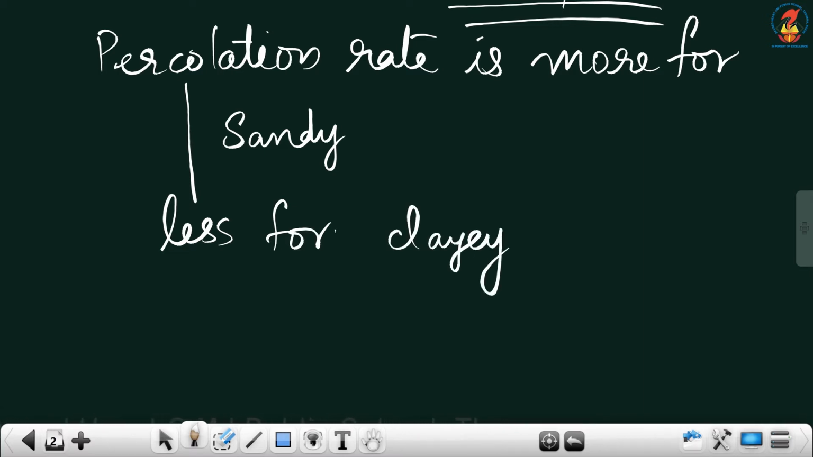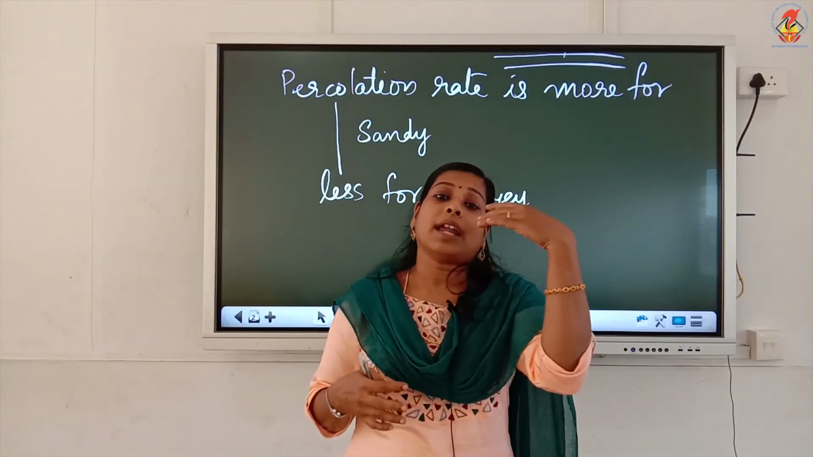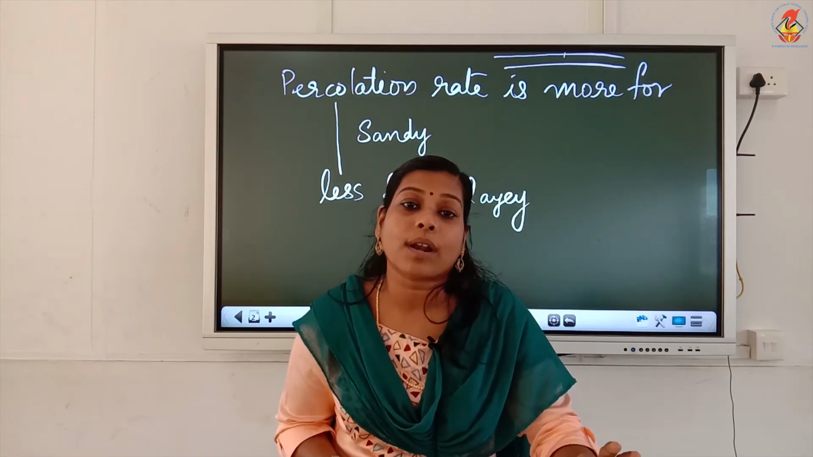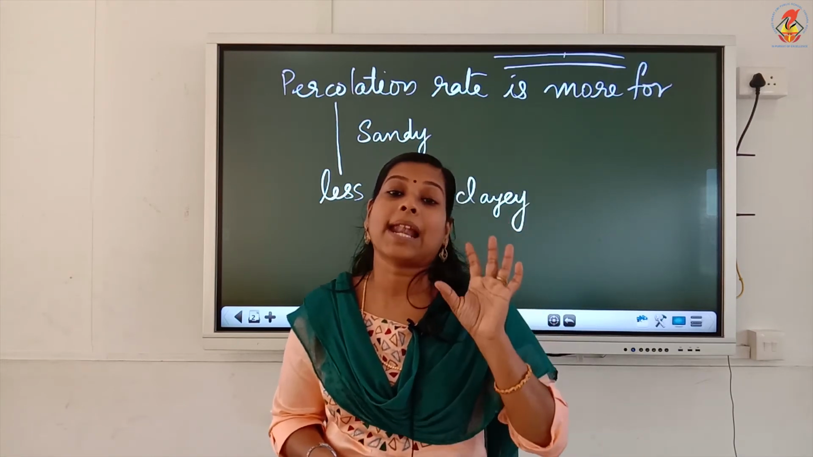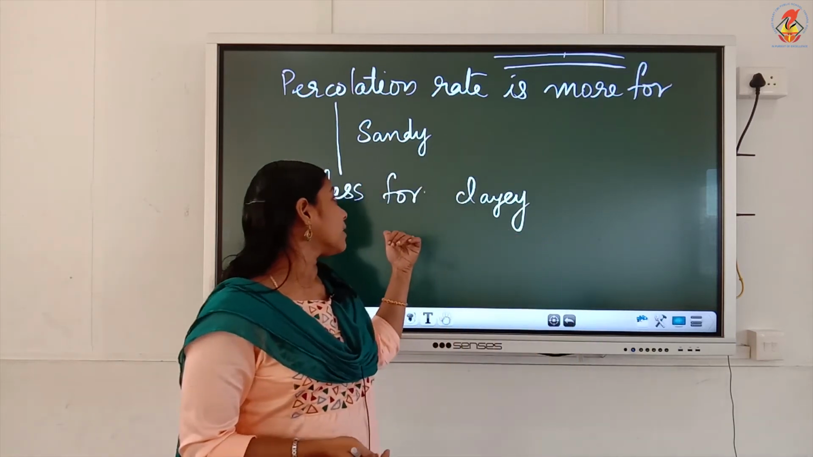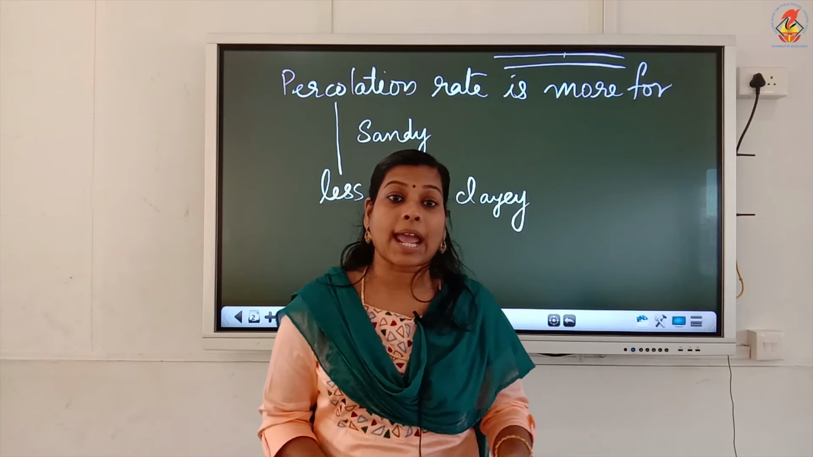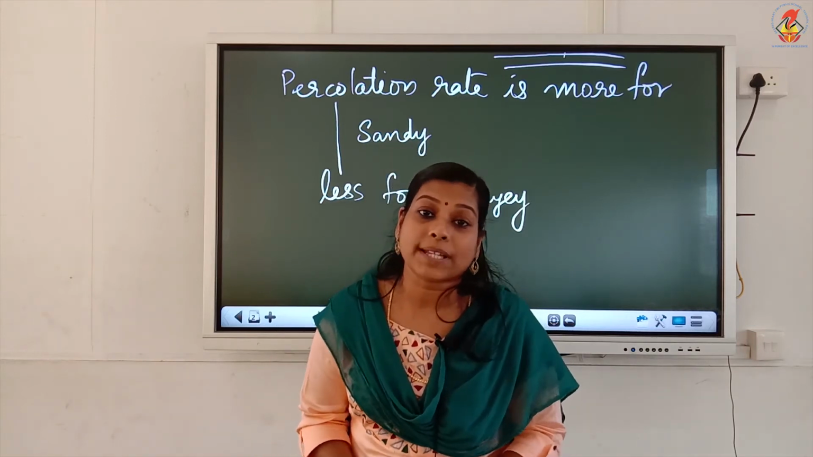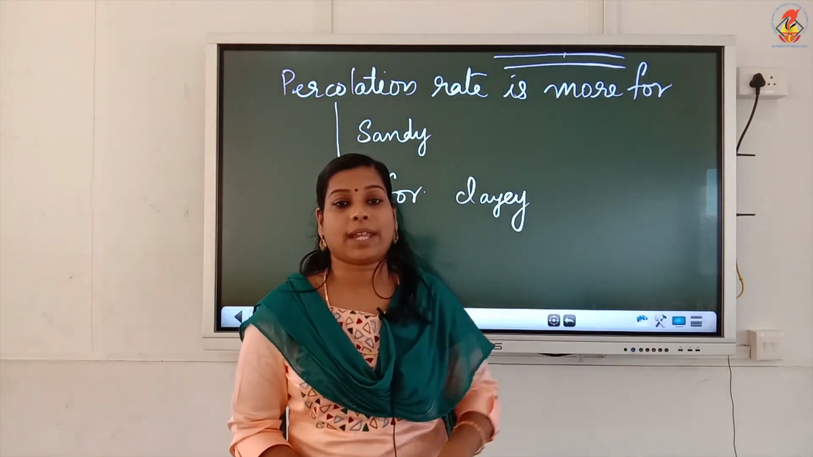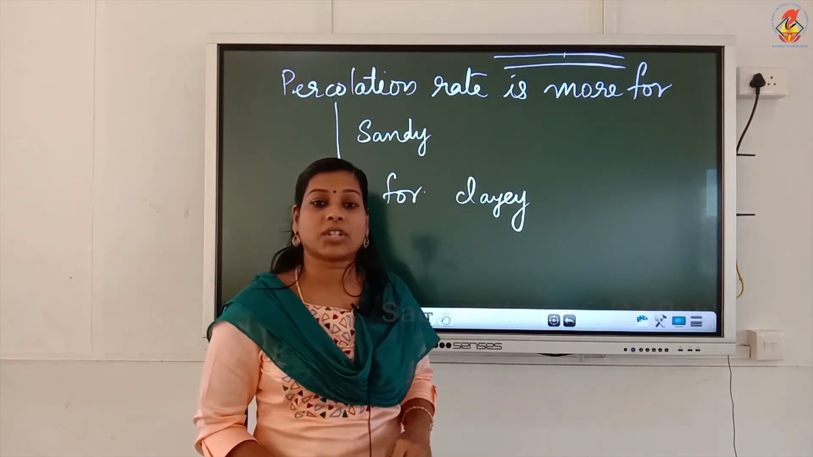Because in clay soil the smaller particles are very close to each other, the space in between is very small, so a larger amount of water cannot go down, and the water will be held in that layer. So the percolation rate is high for sandy soil and low for clayey soil, and loamy soil comes in between. So, you understood percolation?